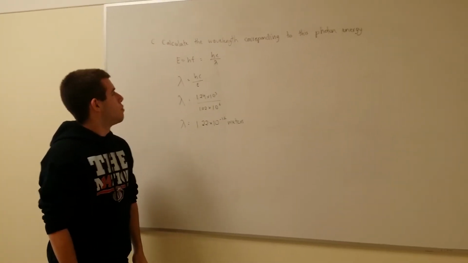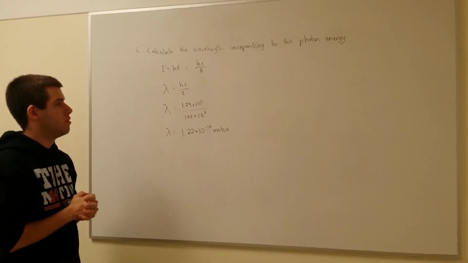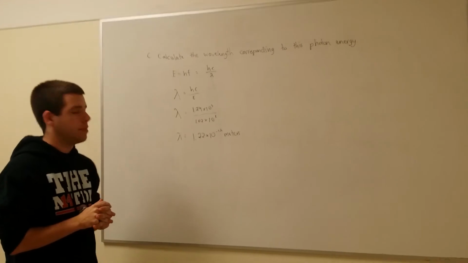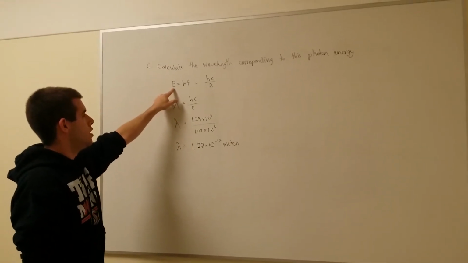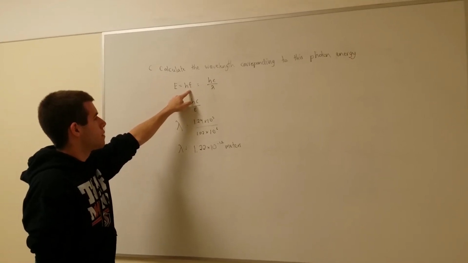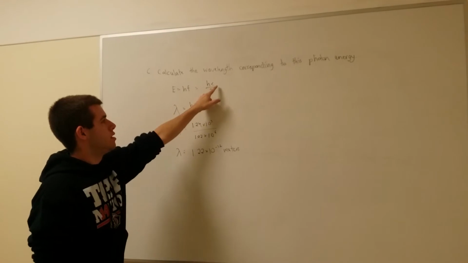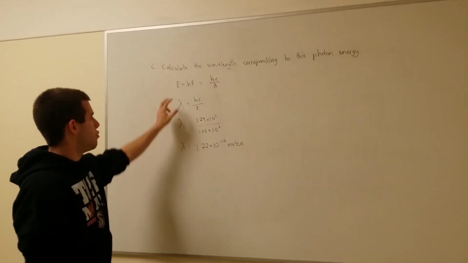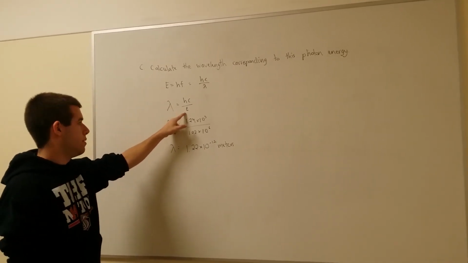All right, so the last part of the problem, part C, is to calculate the wavelength corresponding to this photon energy. So for this, we want to solve for lambda, the wavelength. So we have our original equation, energy equals hf, and you can convert this equation to hc over lambda. h is Planck's constant, c is the speed of light, and lambda is the wavelength which we're solving for. So you rearrange the equation to have lambda equals hc over energy.